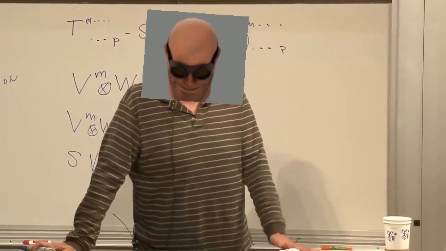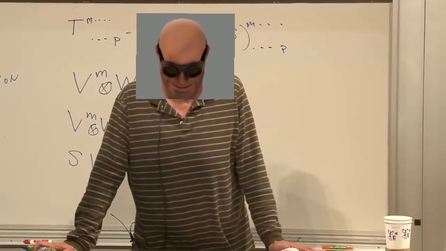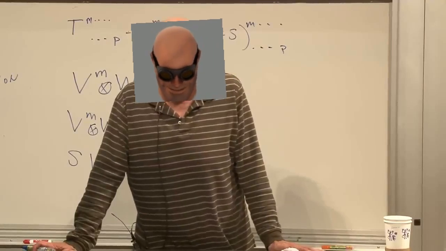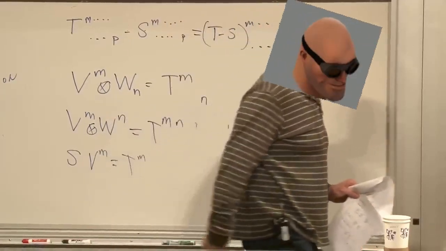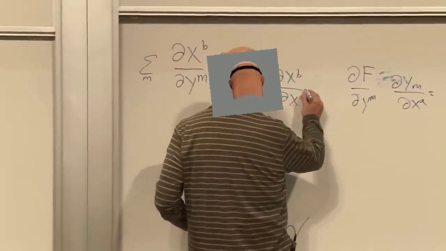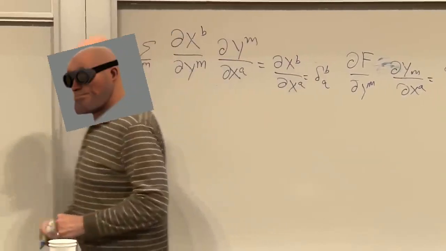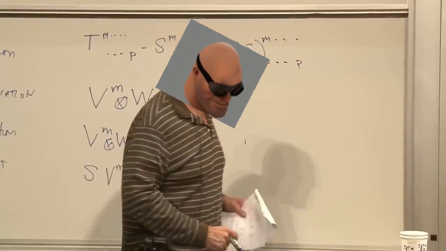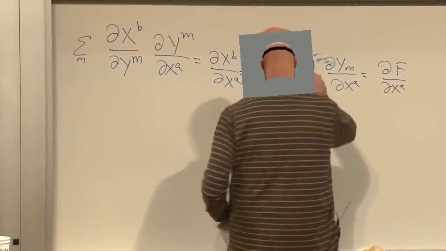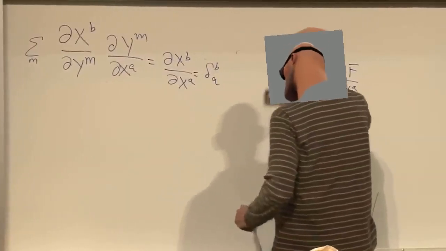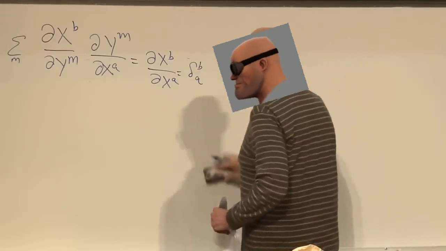What's the derivative of x1 with respect to x1? Well, it's 1. What's the derivative of x1 with respect to x2? 0. So this thing here is just the Kronecker delta, delta B A. It's true for any set of coordinates.